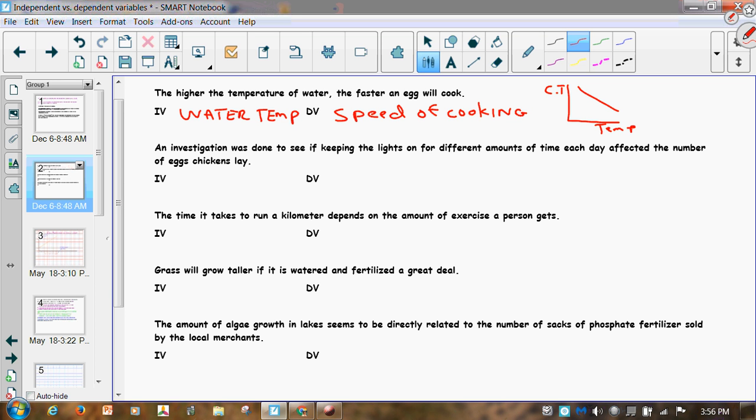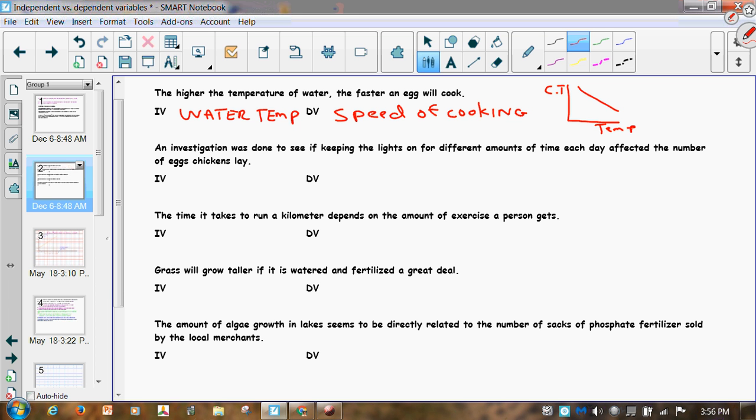Second example here, an investigation was done to see if keeping the lights on for different amounts of time each day would affect the number of eggs that chickens lay. Which one do you think is varied? Do you think that the number of hours of daylight would vary with the number of eggs being laid, or the number of eggs being laid would vary with the number of hours of daylight?